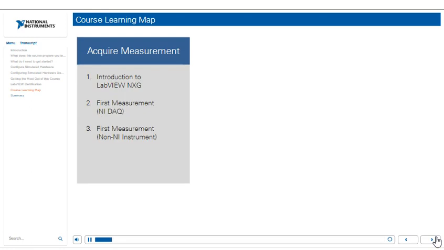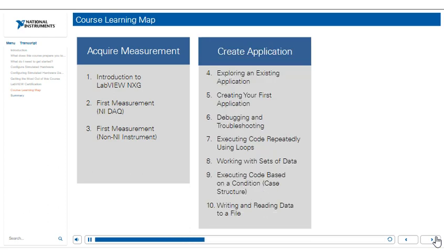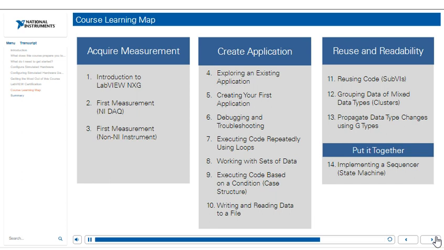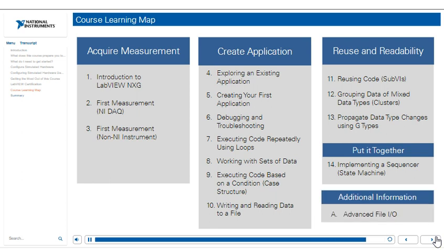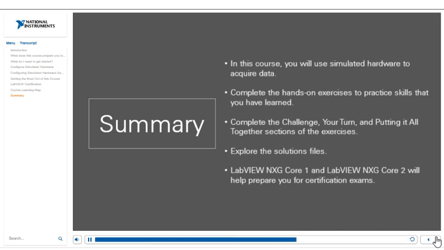This course is organized in 3 main sections. Lessons 1 through 3 teach you how to begin interactively acquiring measurements from hardware. In lessons 4 through 10, you will learn how to create an application that acquires, analyzes, visualizes, and logs data. In lessons 11 through 13, you will learn best practices for code reuse and code readability. And in lesson 14, you will learn how to put it all together to implement a sequencer for all the tasks in your application. Additionally, in lesson A, you can learn about advanced file I/O techniques. You've completed this module. Here is a summary of what you've learned.